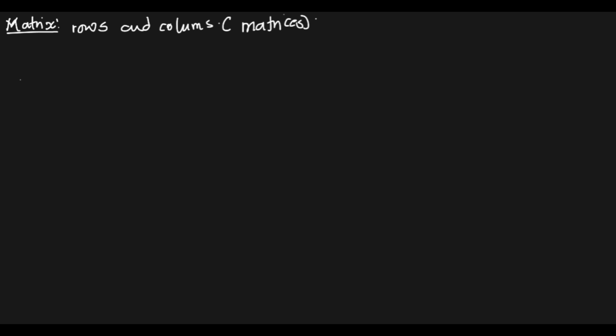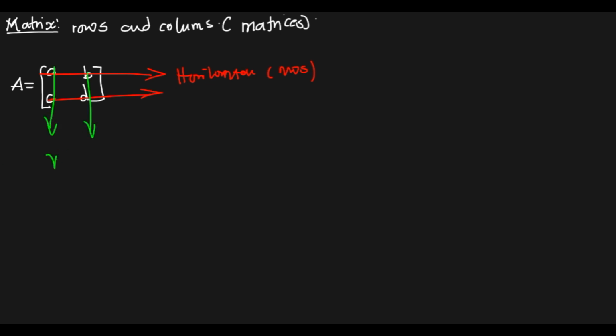Now here, let's say we have a matrix A. First, we need to know how to identify the rows, then we also have to look at how we can identify the columns. The rows are horizontal, so we have these horizontal lines. This denotes the rows. Then the columns are vertical lines. So we have the vertical lines. These are known as the columns.